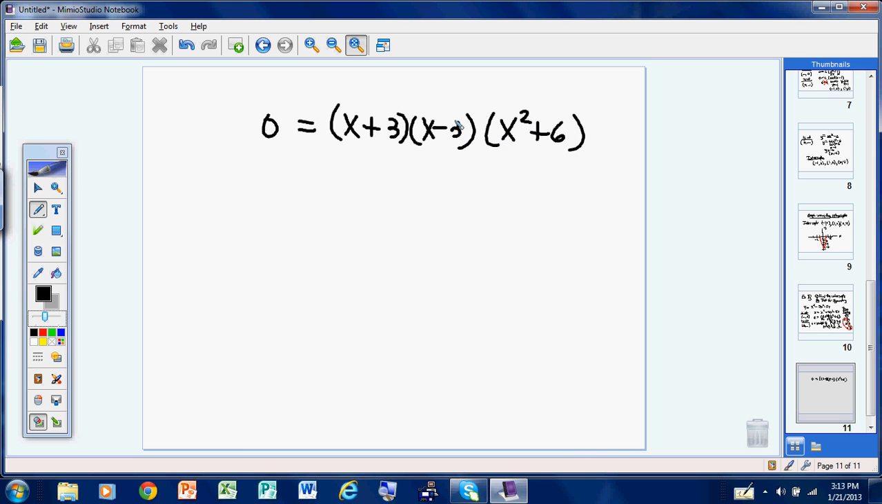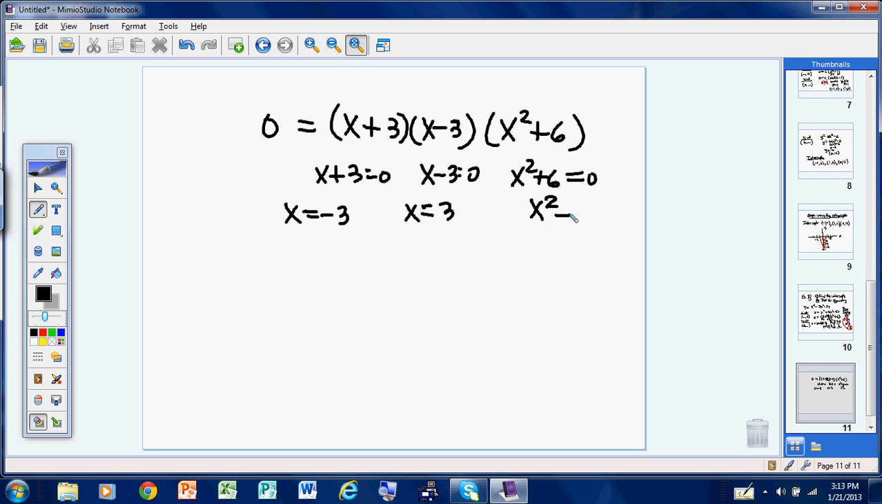Again, we're trying to find x-intercepts here, so that means x plus 3 will be equal to 0, x minus 3 will equal 0, and x squared plus 6 would equal 0. Okay. When I solve this, I get x equals negative 3. I get x equals positive 3. But now something happens on this third one.